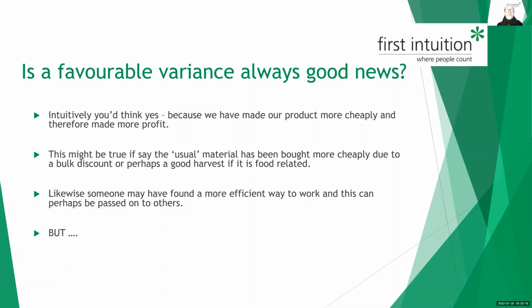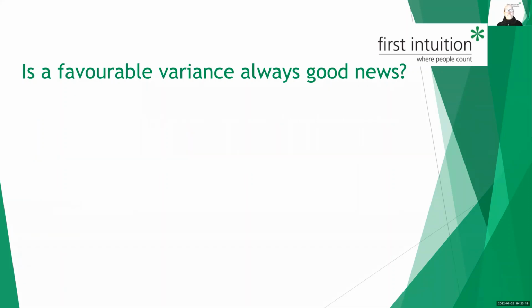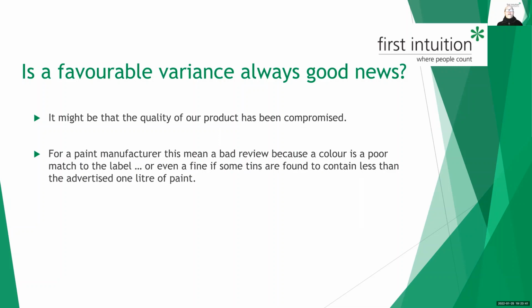There's a but. It could be that the quality of the product has been compromised. So whereas an adverse variance has always cost you more than it should, so it's always bad news, a favourable variance can be good news, but if you have compromised the quality of your product, that may not be a big deal, but it can be indeed. So let's say you're a paint manufacturer churning out 1 litre tins of gloss paint for people to paint their houses with.